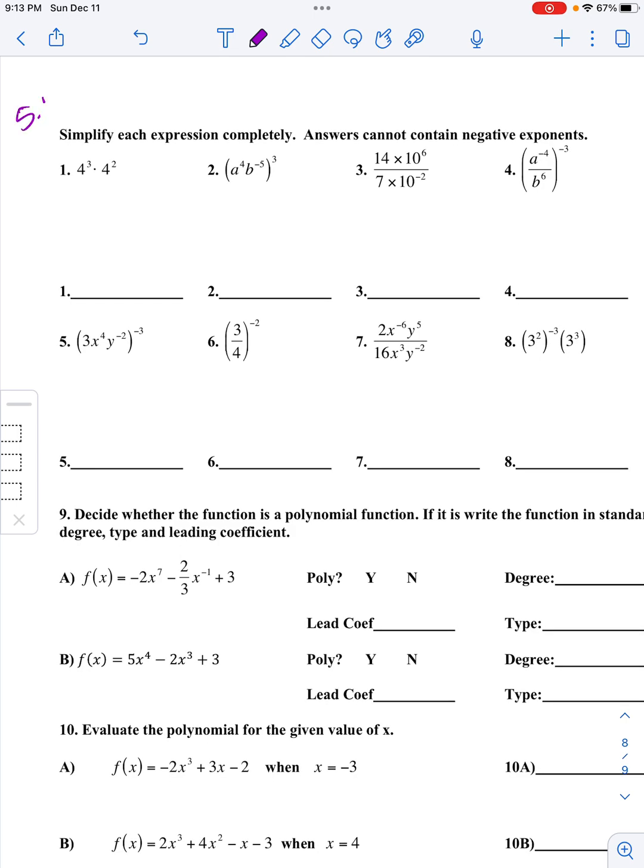This is 5-1 and this is always tricky. This is the rules of exponents and they are just picky, so that can make it harder.